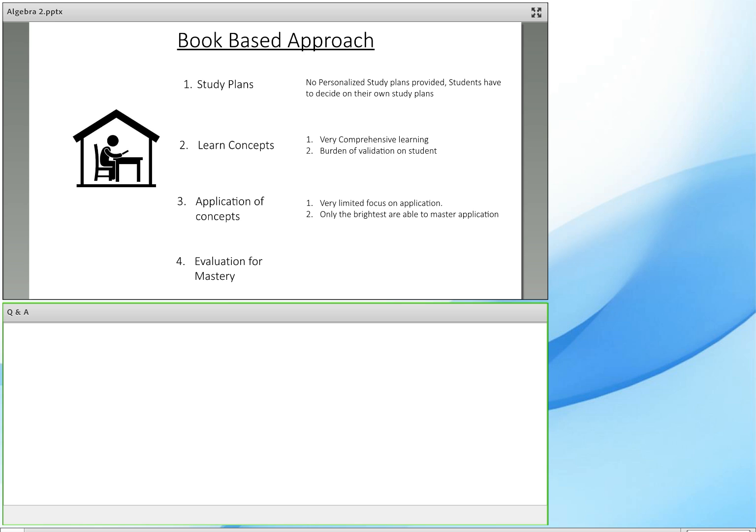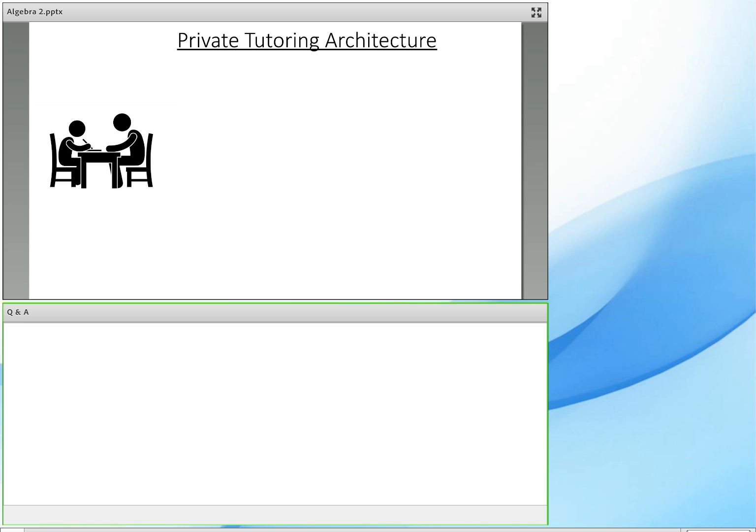And when it comes to evaluation of mastery, people who follow the book-based approach resort to taking tens of mock tests to ensure that they reach those scores. And even when they take a mock test, that onus of evaluation as to what your strengths and weaknesses are is completely on the student. A private tutoring based architecture works very differently.